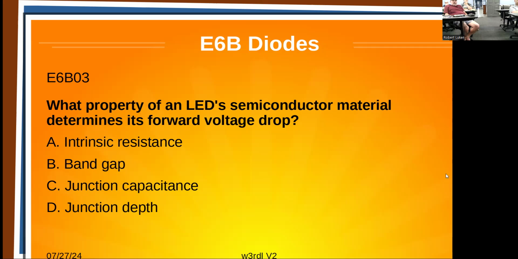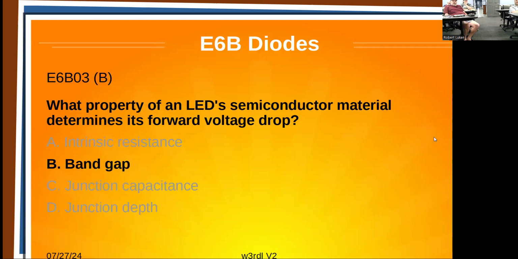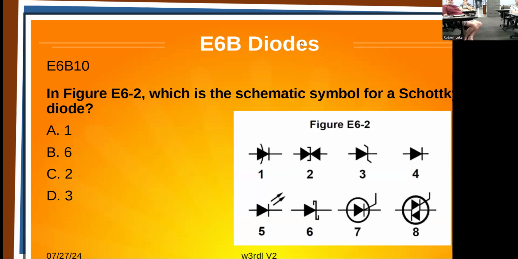So what property of an LED semiconductor material determines its forward voltage drop? B. Yeah, you just said band gap. Somebody listened. That was too easy. Yeah, a lot of them are easy. Hey, wait. We did the hard ones first. We did, yes.